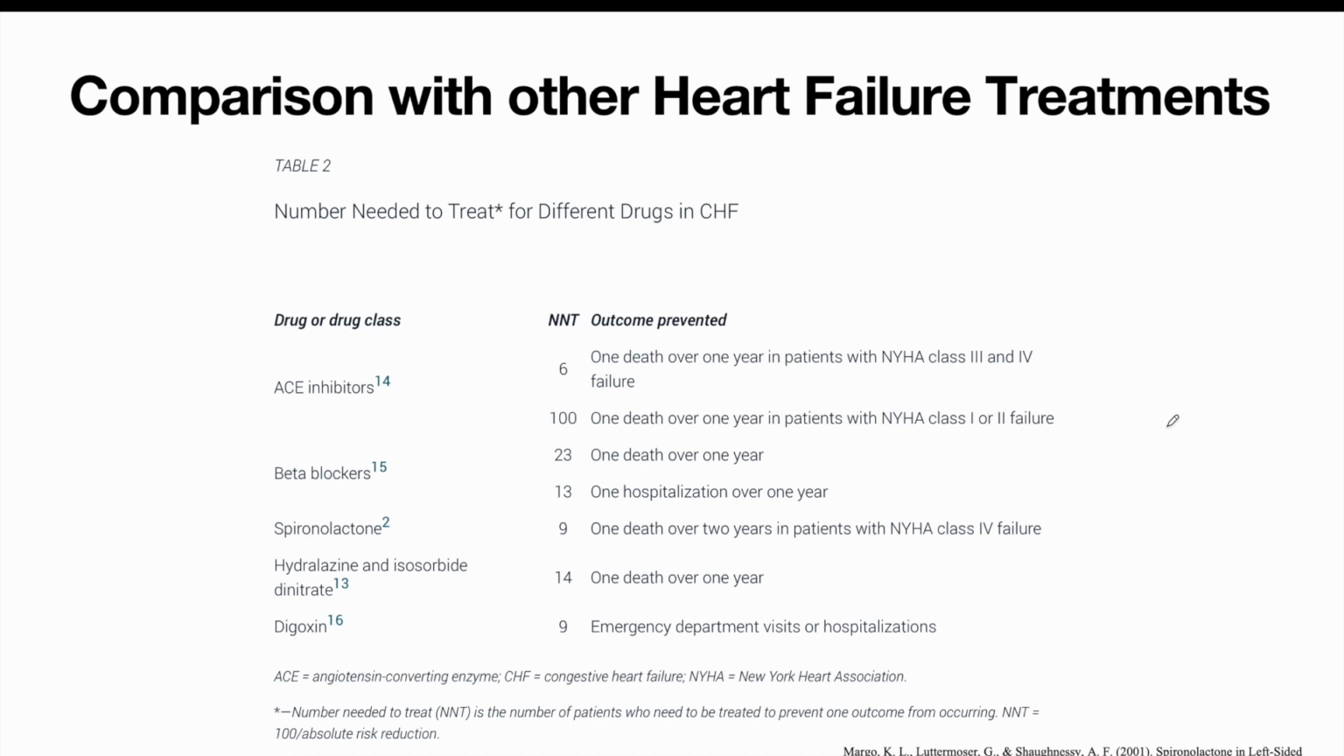I'm sure we could statistically compare these things, but we're not going to. We're just going to look at number needed to treat. And for number needed to treat, spironolactone looks really good for people with advanced heart failure. Now, ACE inhibitors look really good, but in addition to ACE inhibitors, we can add spironolactone on.